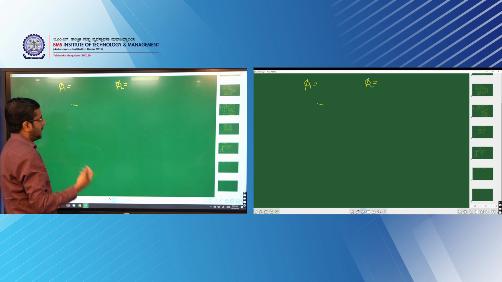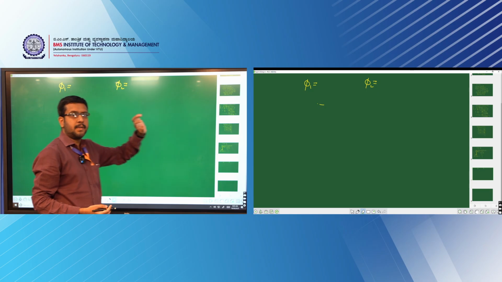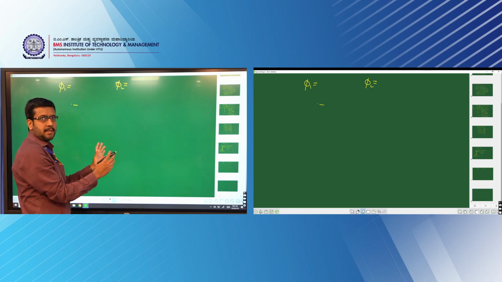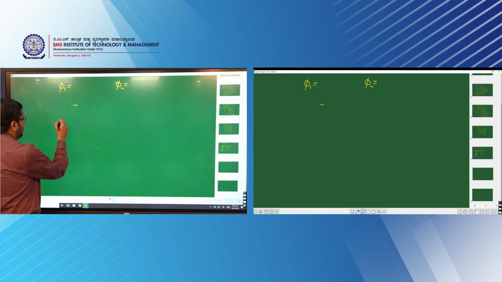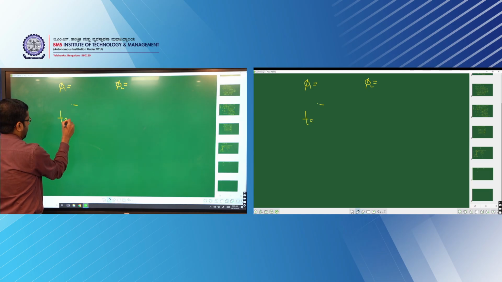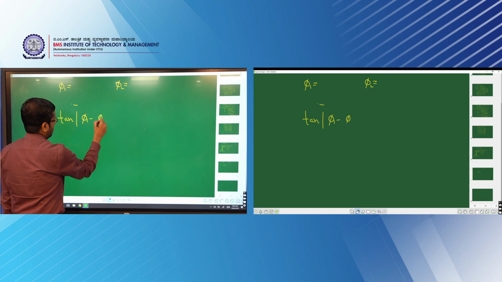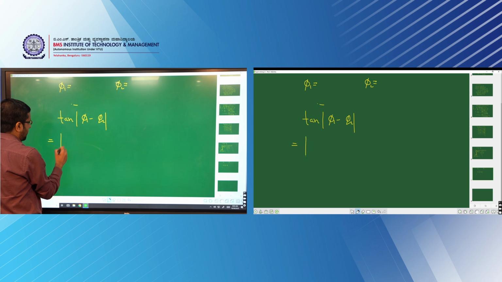Now sometimes one problem happens here. Suppose phi 1 and phi 2 cannot be found explicitly as particular angles. In that case, we have to apply the tan formula, tan of mod phi 1 minus phi 2. This formula we have to apply. Now tan of mod phi 1 minus phi 2 can be written with the mod going outside tan.